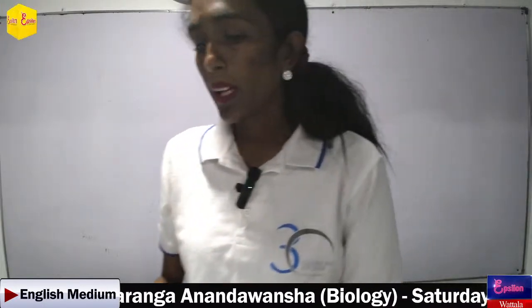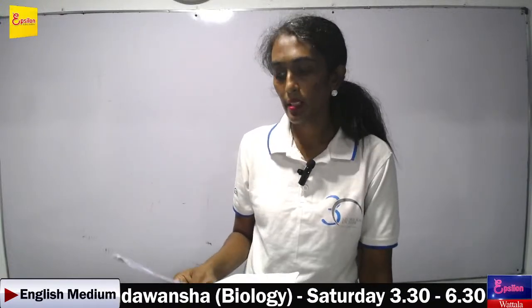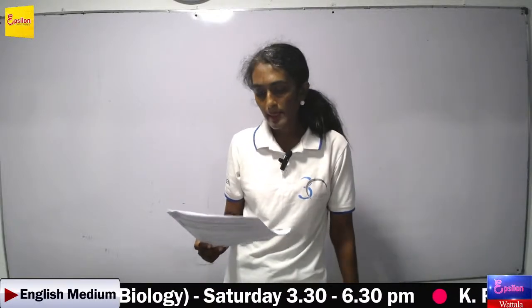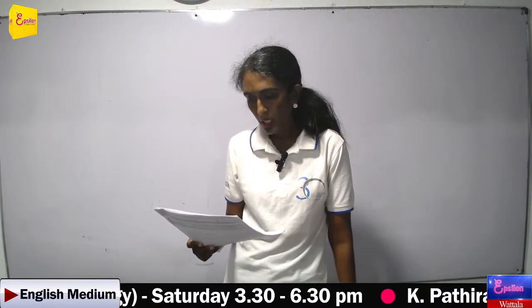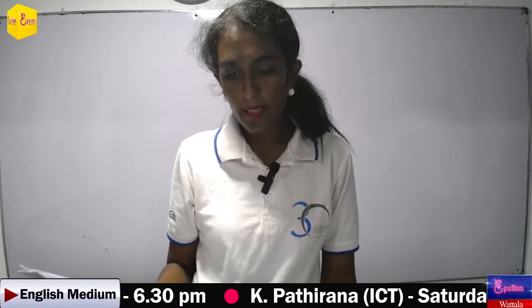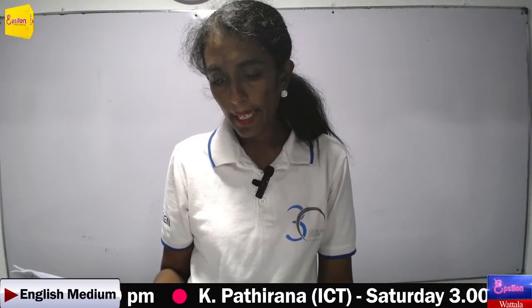Next one, transmission electron microscope. Answer number 1 is correct. That means A, B, and D are correct. All right. 22, answer number 2 is correct. Correct answers are A, C, D. 23, answer number 3 is correct. Correct answers are A and B.